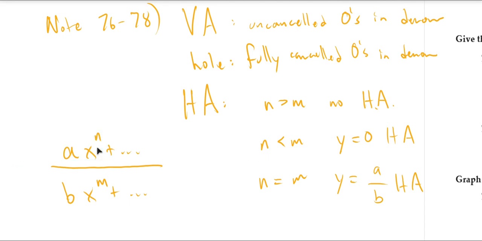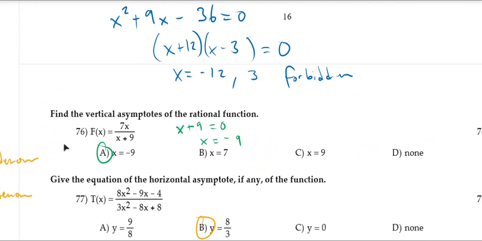On the other hand, if they are equal to each other, eventually this ratio is all that matters, and the lesser order terms do not really contribute. And so what we wind up with is a ratio of a over b as our horizontal asymptote. The rational function will tend towards this value, a over b, in the long term, positive or negative. All right, so let's take that back to these questions.